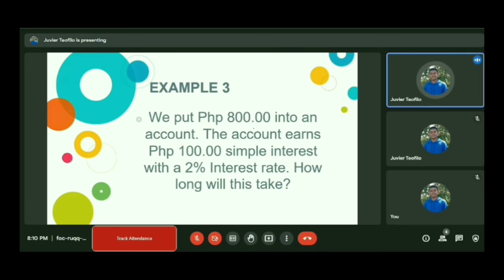Let's proceed to example number 3. We put 800 pesos into an account. The account earns 100 pesos simple interest with a 2% interest rate. How long will this take? Okay, we have the 800 pesos, the given. We have also the 100 pesos, the given again, the simple interest. And we have a 2% interest rate. And what is being asked in the problem is how long will this take? So when we say how long, we are going to find the time in our problem, the value of time.